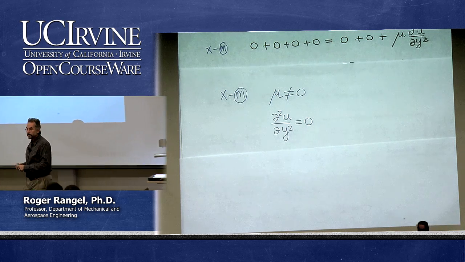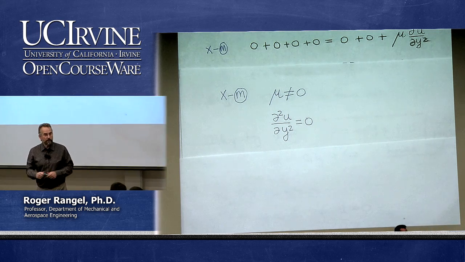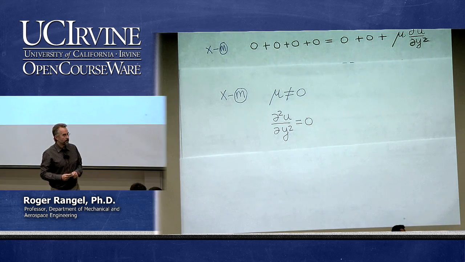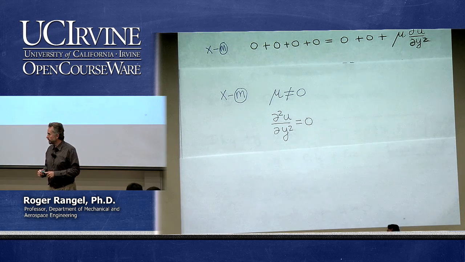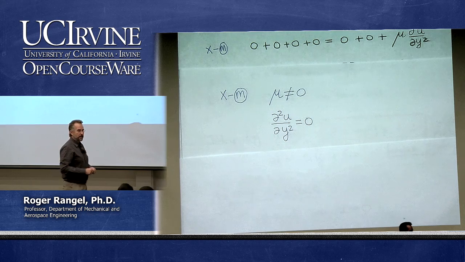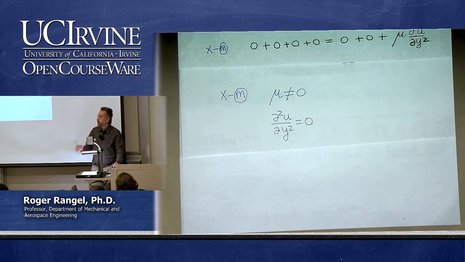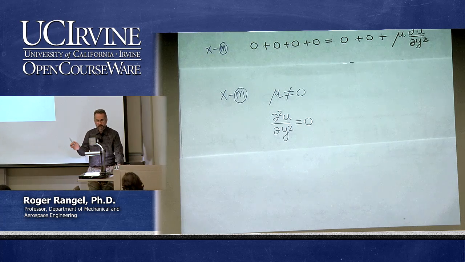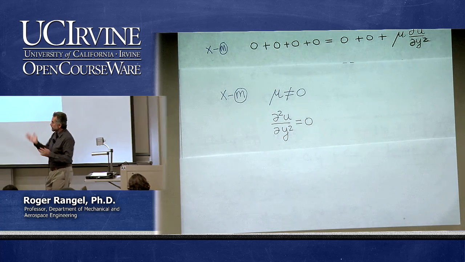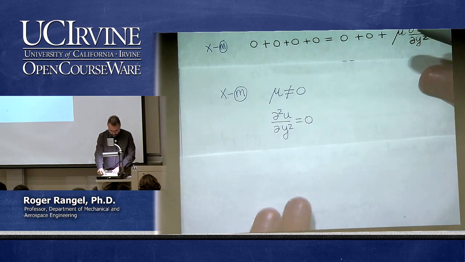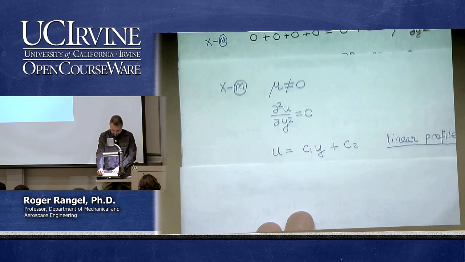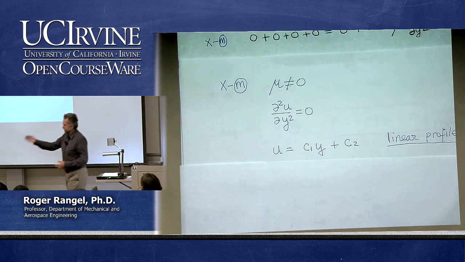And what does that mean? If the second derivative of u with respect to y is 0, it's linear. Everybody see that? Second derivative equal to 0 means no curvature. Second derivative is the curvature. So it's a linear profile, which of course I can get if I simply integrate that equation twice.